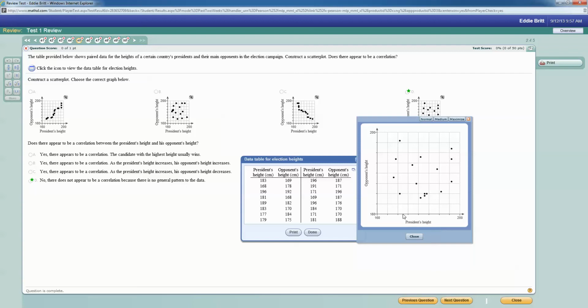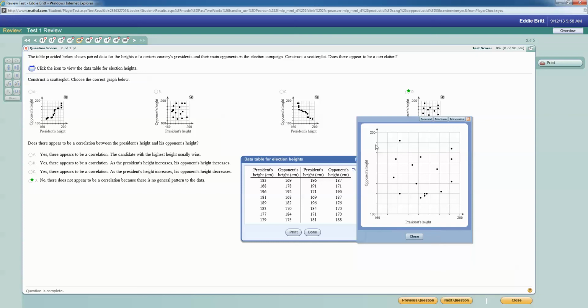So if you are to graph these, make sure you're careful with the x-axis and the y-axis. It looks like they made the opponent's height the y-axis and the president's height the x-axis, so you can think about that like an x and a y. And so I need to count these and make sure. Would that be 70, 80, 90? No, that wouldn't be. So this is 165, 170, 175, 180, 185, 190, and so on and so forth.